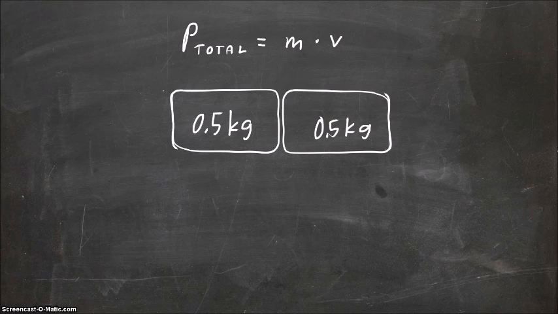So we do mass times velocity. The masses are 0.5 kilograms. So we add those two together and we multiply that by the velocity of the carts. Do the carts have any velocity? No, they're not moving. They're just sitting there. So the total momentum at the beginning was 0 kilogram meters per second. That's the total momentum between these two carts in the beginning.